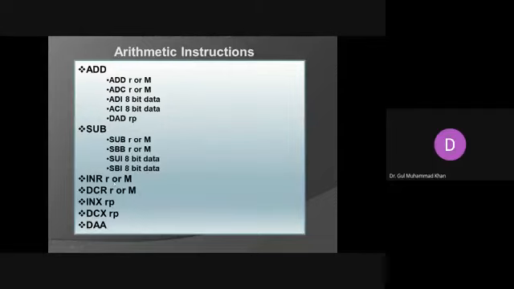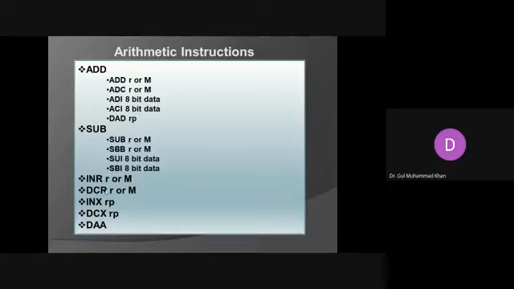Similarly, we have INR R, which means increment the contents of a register. This register can be any register. It can be register A as well, right? Or it can be INR M, increment memory. So whatever the value of HL is, it will go to that memory location, get that value, increment it, and store it at that particular location, not in the accumulator.